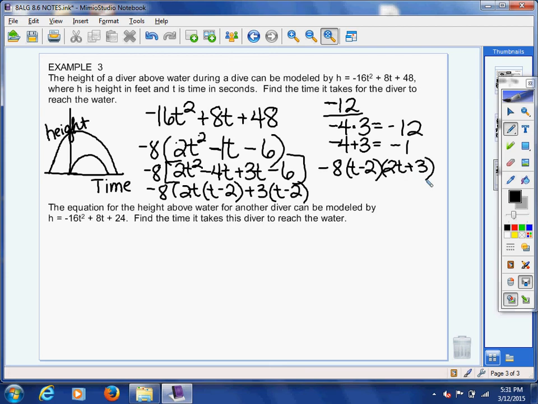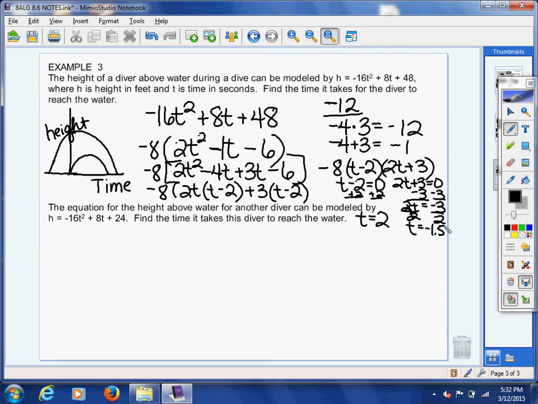Okay, so we want to find out what our zeros are. So we're going to take each one and set it equal to 0. So if I add 2 to each side, I know that one of my answers is 2. And then if I subtract 3, and then divide by 2, I'm going to end up with negative 1.5, okay?